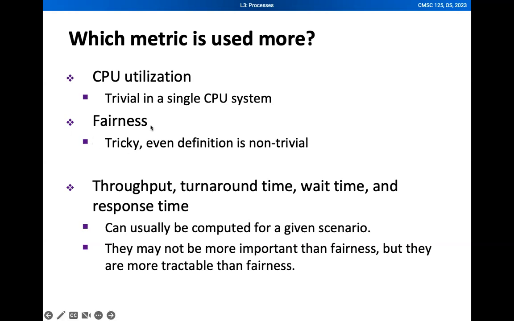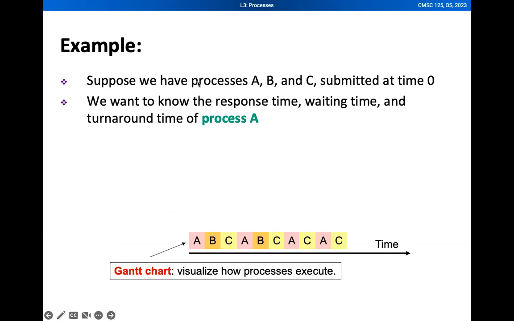However, the throughput, the turnaround time, the wait time, and the response time may not be more important than fairness, but they are more quantitative and more tractable than fairness, and can usually be computed for a given scenario. In the next examples, we will show you how we can compute these times. Now, these are some examples so you can understand it better.